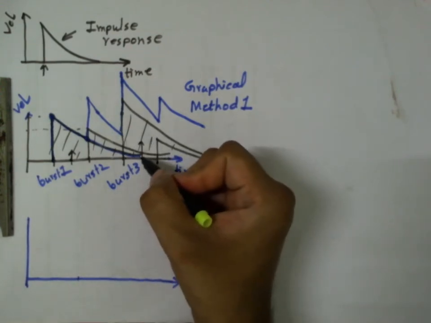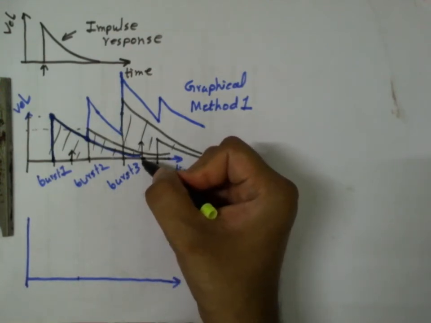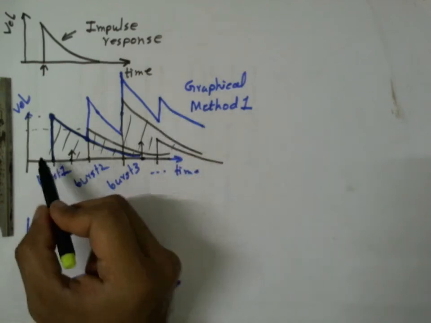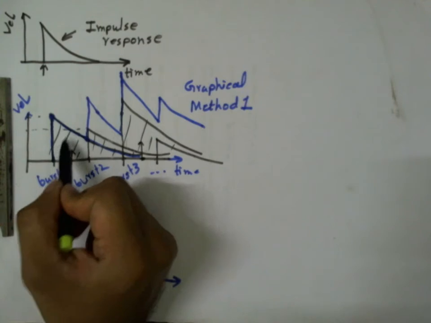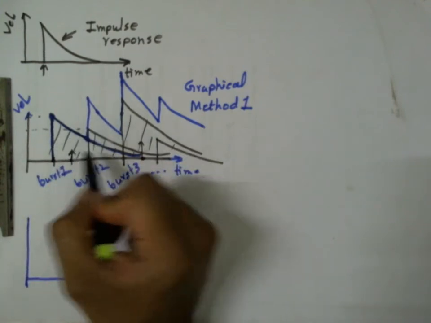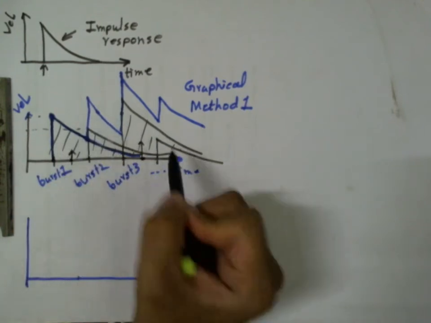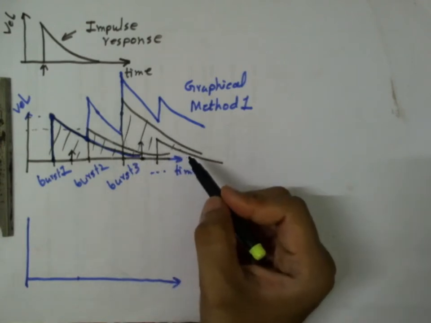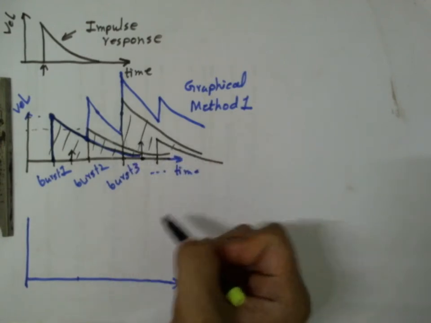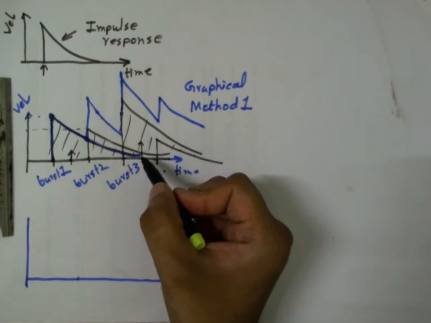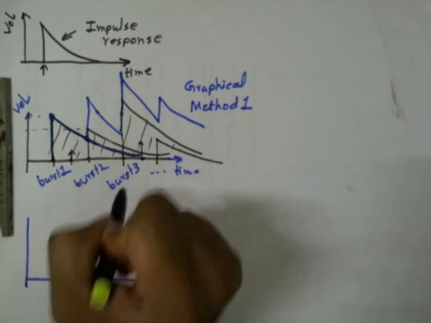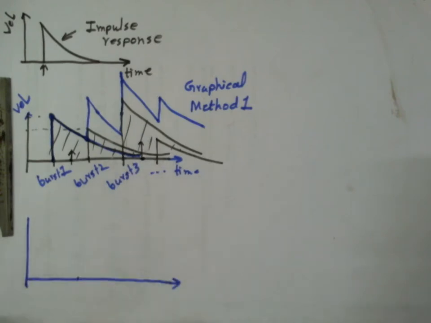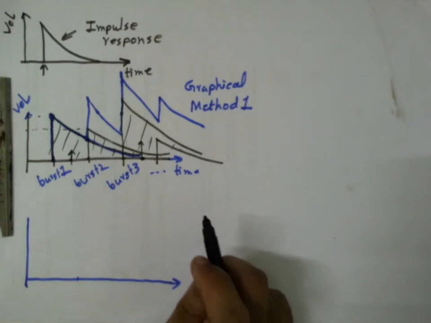So if I am interested only at a particular instance of time, I need not draw the impulse response for all the individual bursts and add them up. That is redundant. That is more than necessary, because I am interested only in the velocity at a particular instance of time and not for all instances of time.